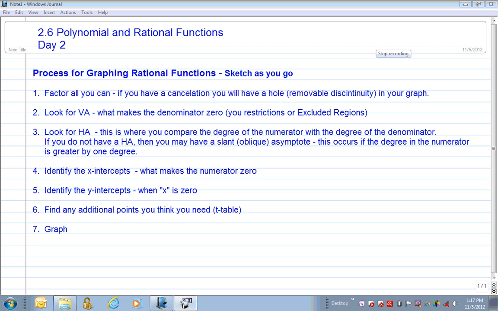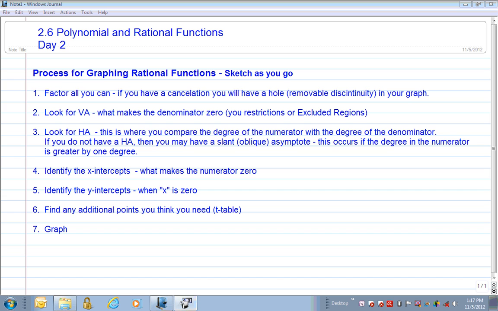Good evening, Bearcats. We're going to go ahead and do 2.6 Day 2, Polynomial and Rational Functions. We're dealing with rational functions and sketching graphs tonight. We're going to focus most of our attention on slant asymptotes and the possibility of having a hole in your graph and what that means.